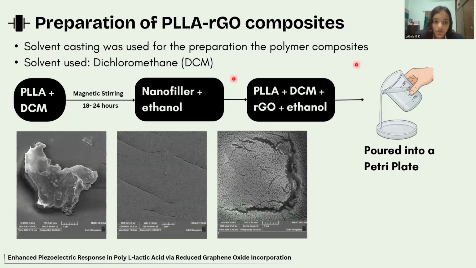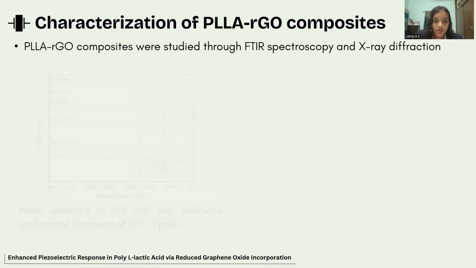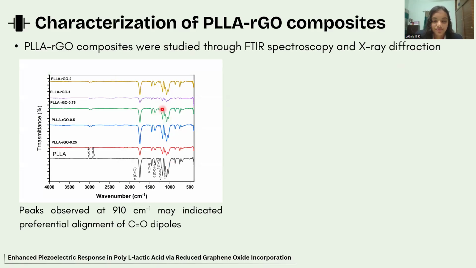For PLLA RGO composites, we have also characterized it using FESEM. So here you can see an RGO particle embedded in the polymer matrix and the texture of the films. We've also characterized it using FTIR, Fourier transform infrared spectroscopy, and we've done X-ray diffraction studies. So if you see the FTIR spectra, there's not much difference. This is PLLA control. These are the varying concentrations.